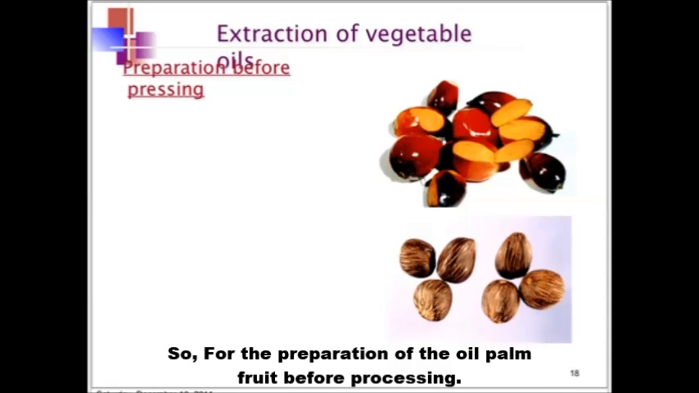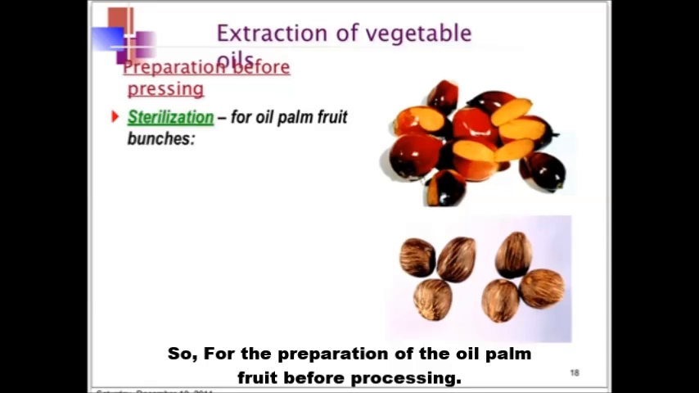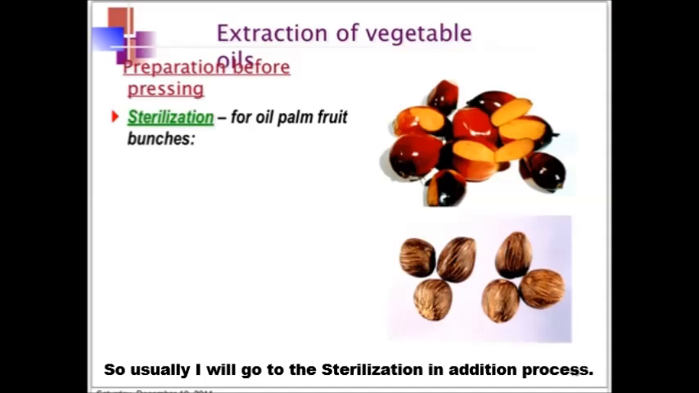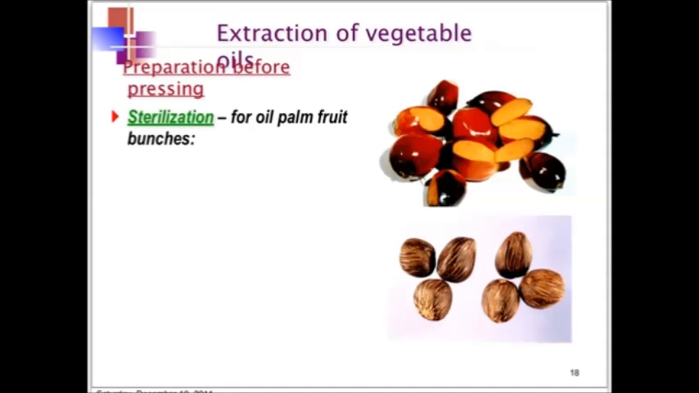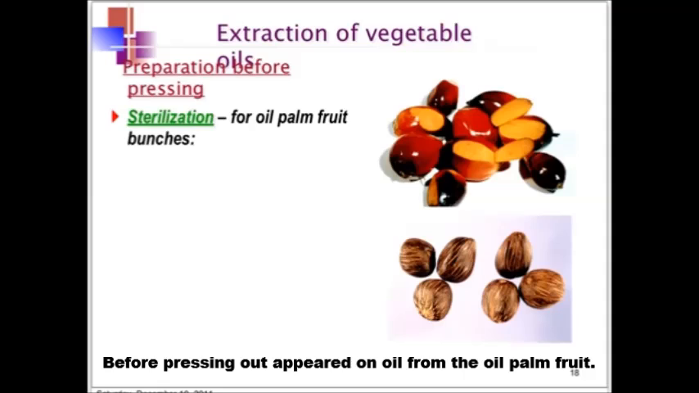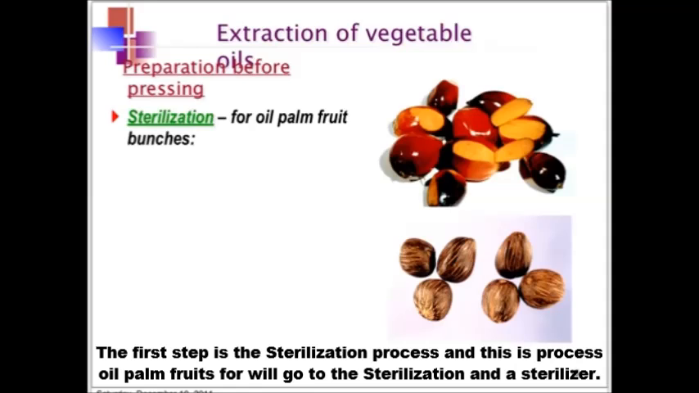So for the preparation of the oil palm fruits before processing, usually they go through the sterilization process. Before pressing out the oil from the oil palm fruits, the first step is sterilization. In this process, the oil palm fruit goes through the sterilizer.